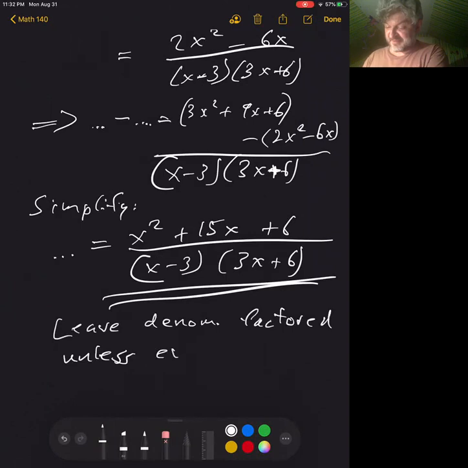Unless explicitly requested. It might be in the question itself, or you look at the example.